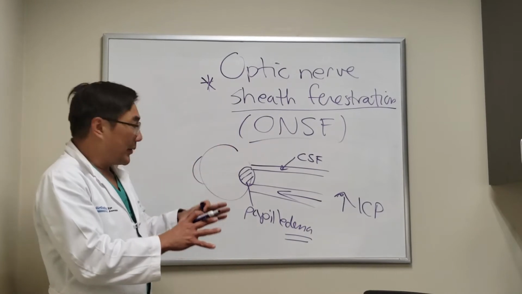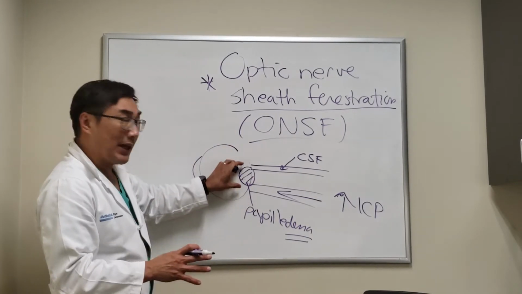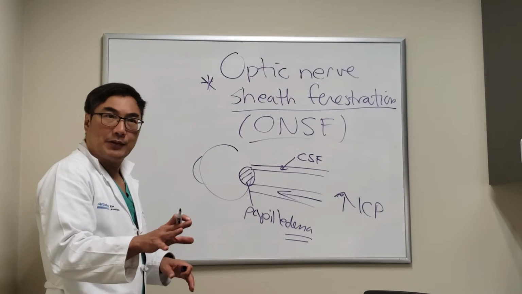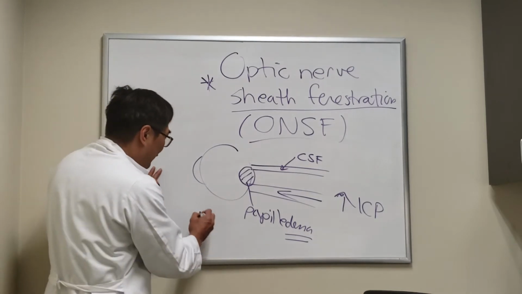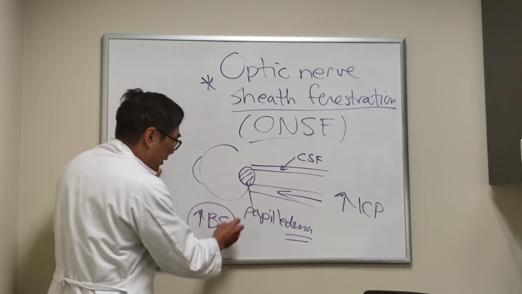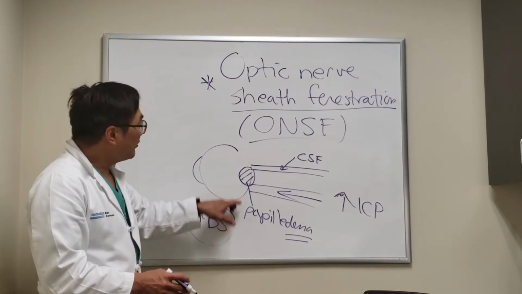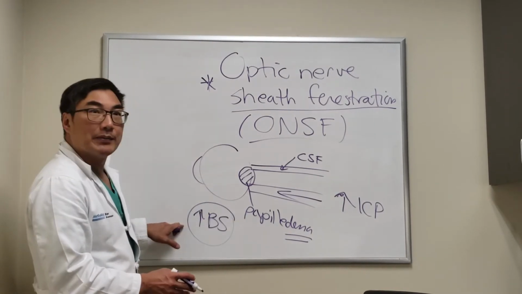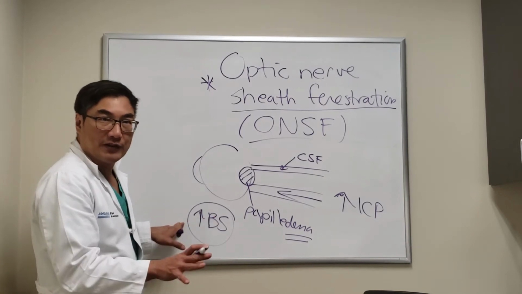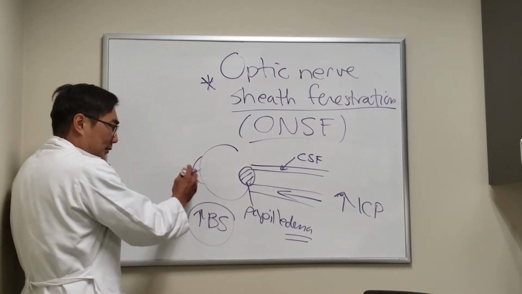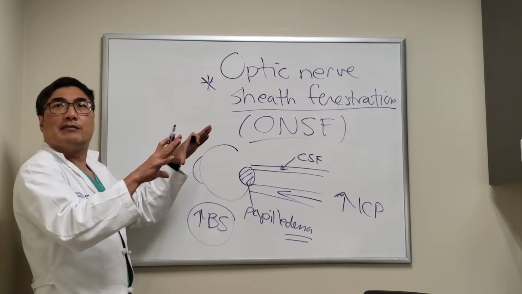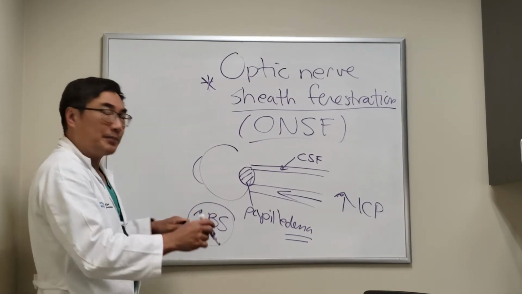The blind spot will be bigger because the nerve is bigger, and as you know, it's a blind spot because there's no photoreceptors on the optic nerve head. And so one of the major field defects that we see in increased intracranial pressure is enlargement of the blind spot because the disc is bigger. We do not do sheath fenestration, however, for big blind spot. That's actually not even a real field defect. It's caused by elevation of the peripapillary retina from the disc being bigger.